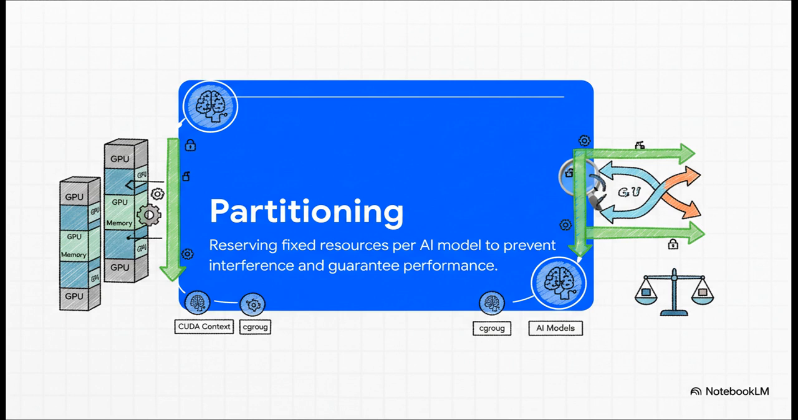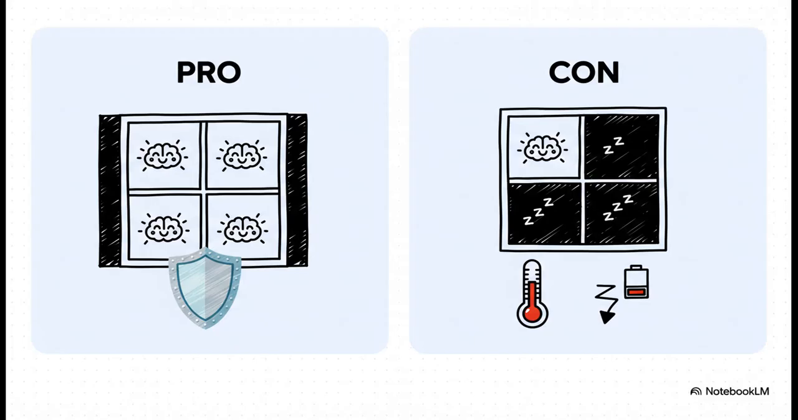You reserve a fixed piece of the GPU or memory for each model. And in theory, it's great. It guarantees that one model can't step on another's toes; it's supposed to be clean and predictable. But, and it's a big but, here's the catch. On a tiny device with unified memory and a super tight power budget, these rigid walls are just incredibly inefficient.